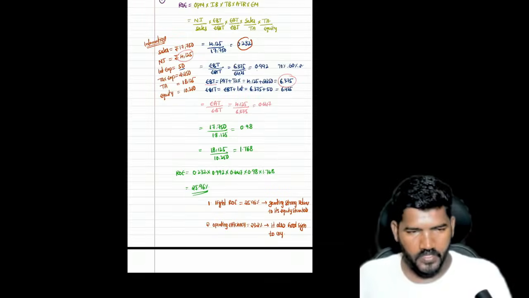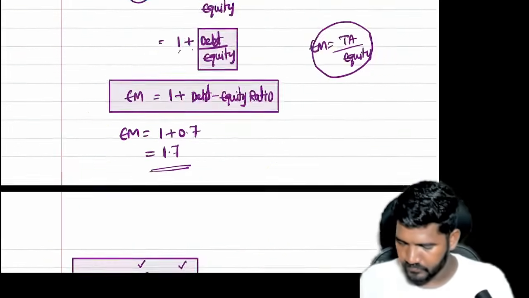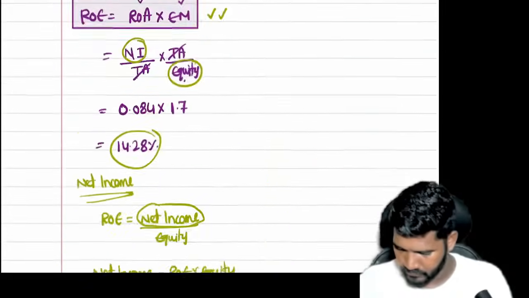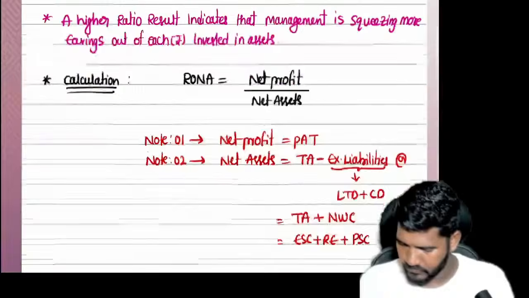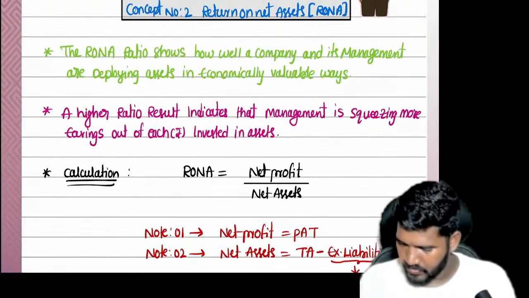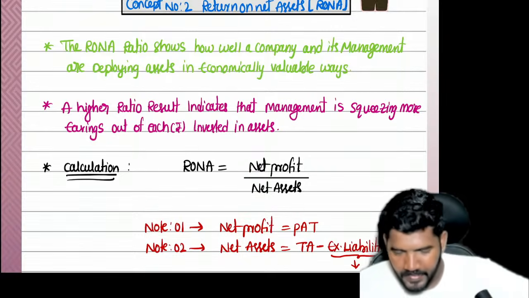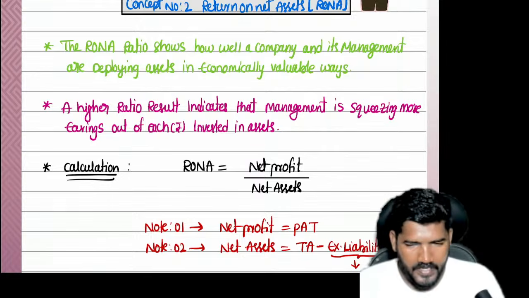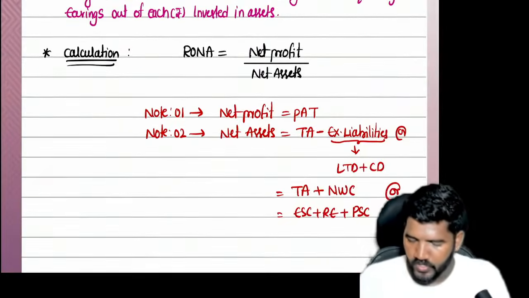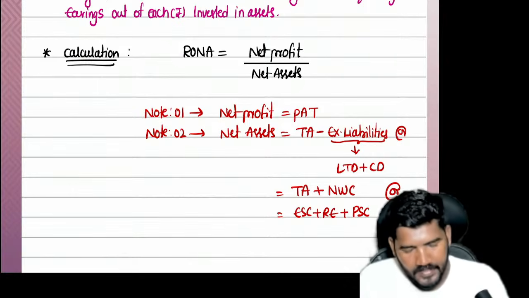Next, I start with theoretical concepts. So there is another concept called RONA analysis. The word RONA analysis means return on net assets. So net profit divided by net assets. So the only thing you have to learn is the calculation of net assets. Net profit is nothing but PAT, that is nothing but EAESH.